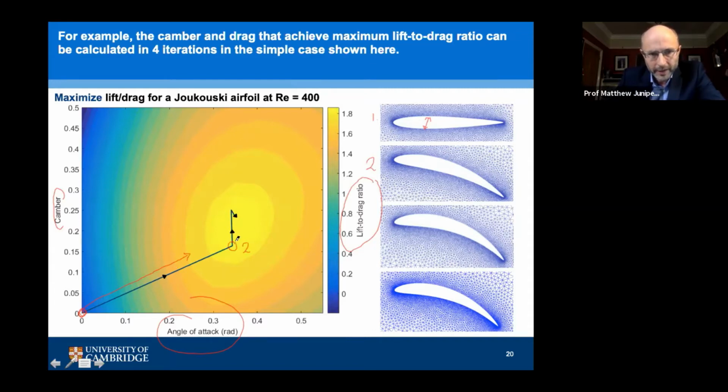The next one is to say, I'm at that point now. So this airfoil here, number 2. Let's redo the adjoint calculation and work out how to change the camber and the angle of attack in order to increase the lift to drag ratio. So it says, go in this direction. That's increasing the camber and keeping the angle of attack much the same. And that's to airfoil 3. And then you say, right, I'll do the same thing at airfoil 3. And it says you just need to basically slightly increase the angle of attack and decrease the camber. And there's your optimal point. So in 4 iterations, we get to the maximum lift upon drag.